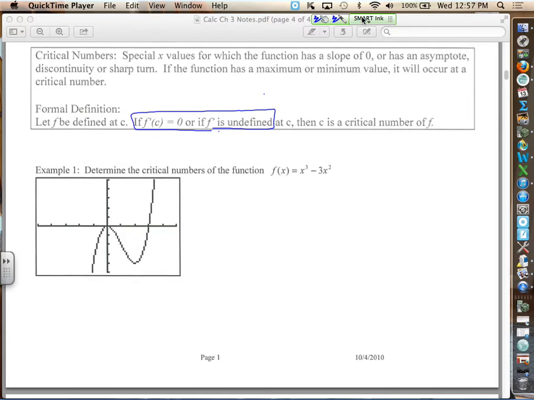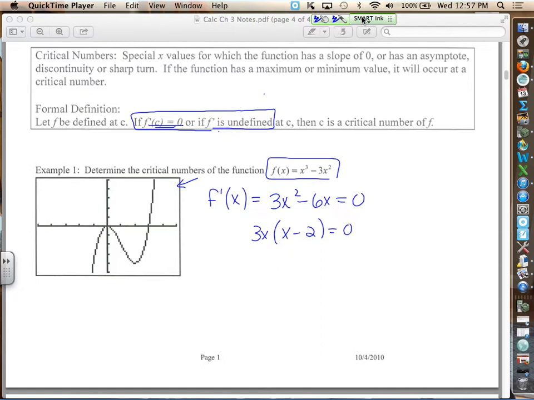If you look at the first function here, this is a nice cubic graph. This is the sketch of the graph. If I find the derivative, I get 3x squared minus 6x. To find the critical values, I would set the derivative equal to 0. And I get 3x times x minus 2. So 3x is 0, so x would be 0, or x minus 2 is 0, which means x would be 2. Both of these are called critical values.